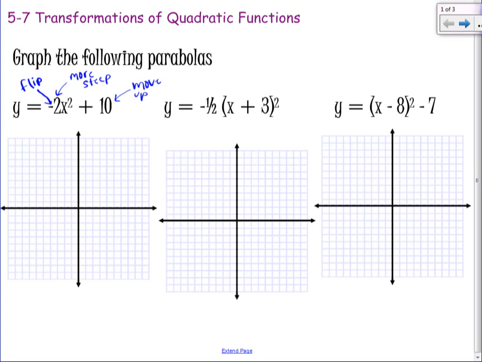Okay, so it's parabola. We're going to move up 10, which is at the very top of this graph right here. Okay, it's flipped upside down, and it's more steep. So that means if you were trying to ski down this parabola, it would be really difficult. Okay, so we're going to make it skinny and opening down.